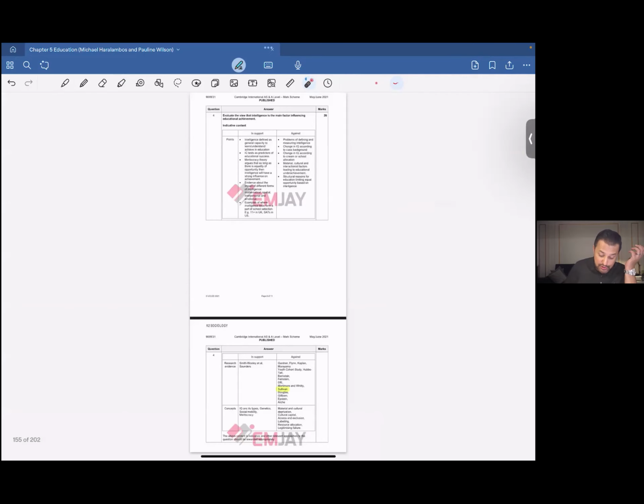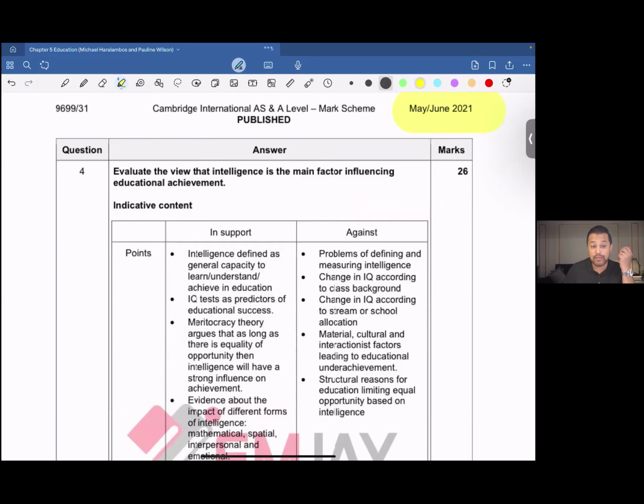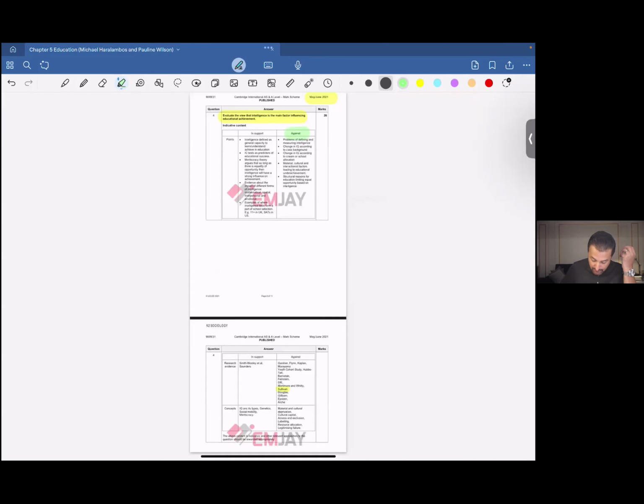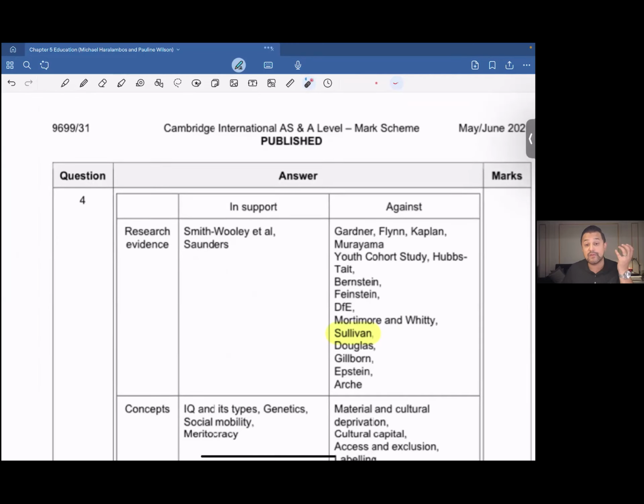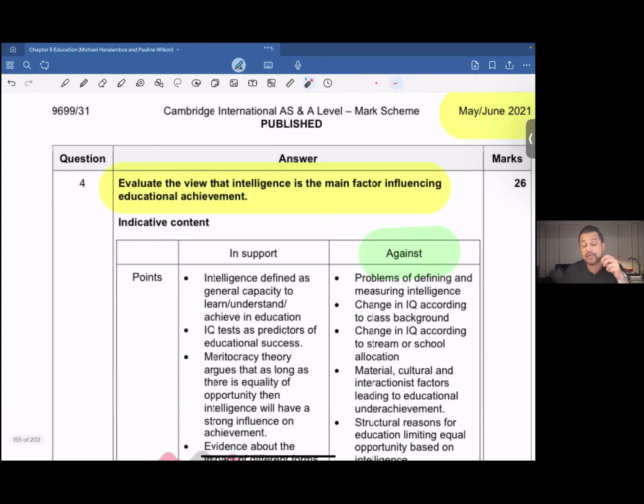If I show you another question over here, in May 2021, there was another question that says, evaluate the view that intelligence is the main factor influencing education attainment. Now, in a question of this nature or this sort, you could use Sullivan's work against this particular view. And if you have a look at this, I'll have to squeeze this down. This is where you see it, right? Sullivan could be used as an argument, as a key thinker against the argument that intelligence plays the most crucial role in terms of determining an individual's education attainment.